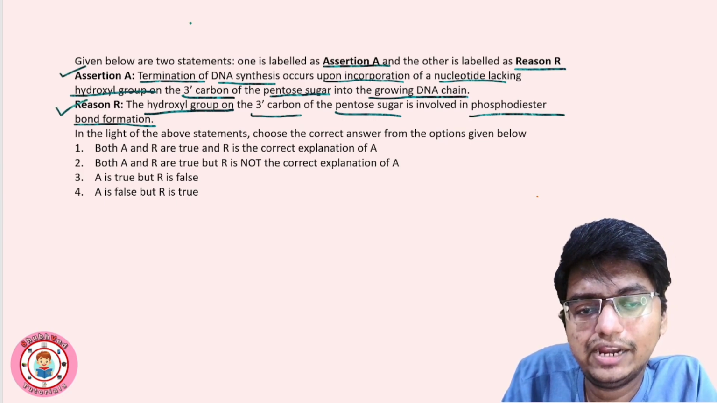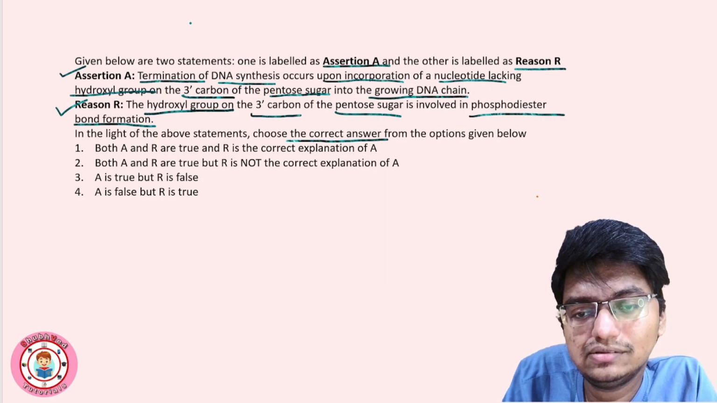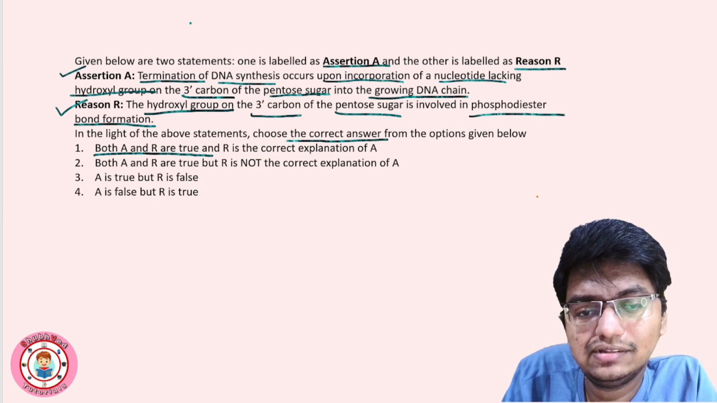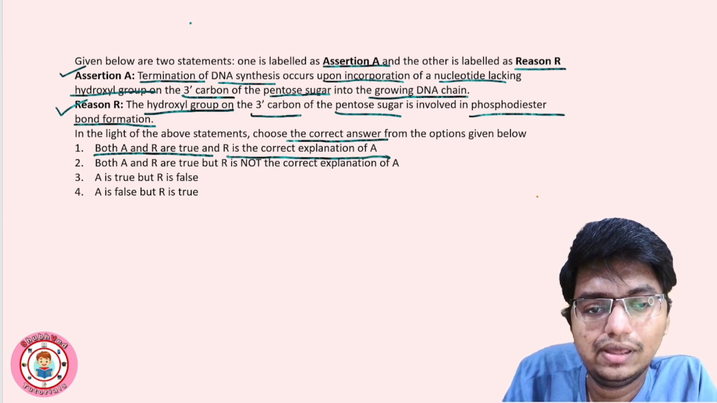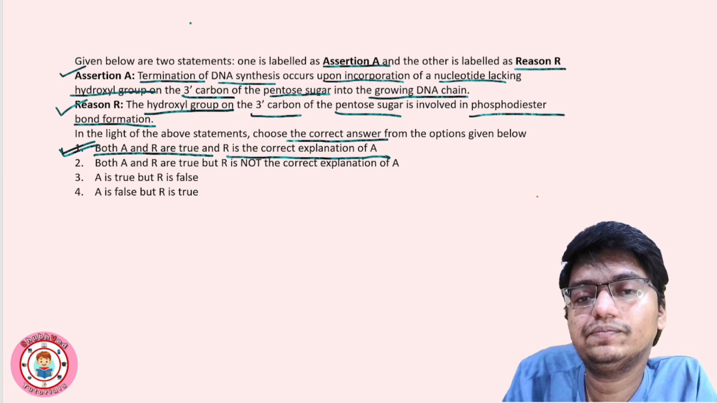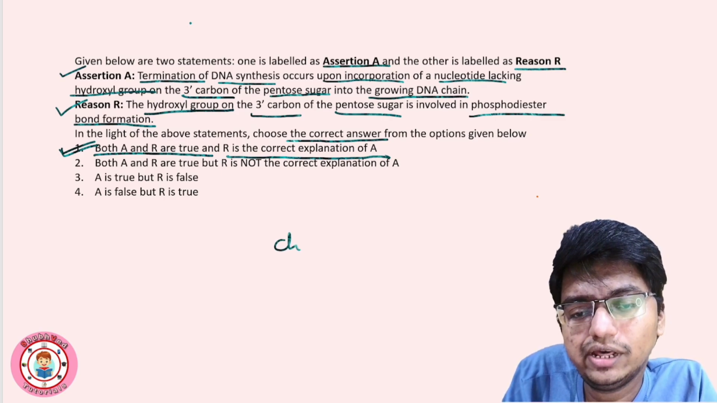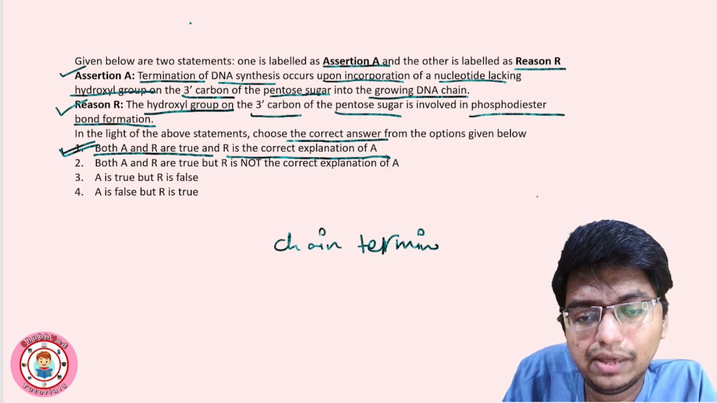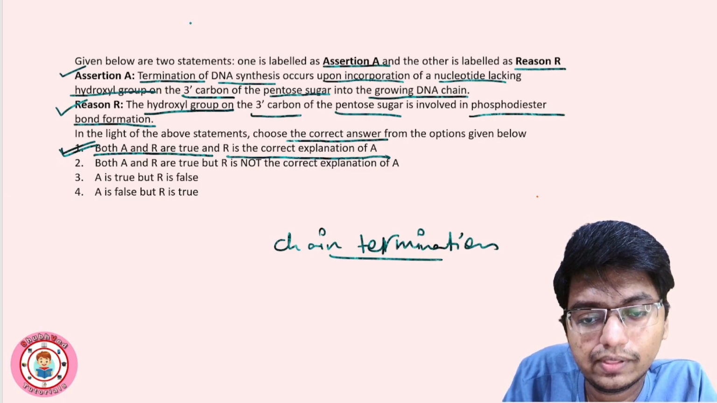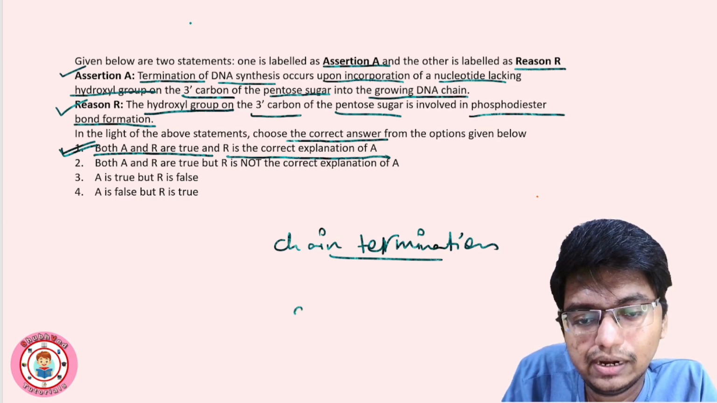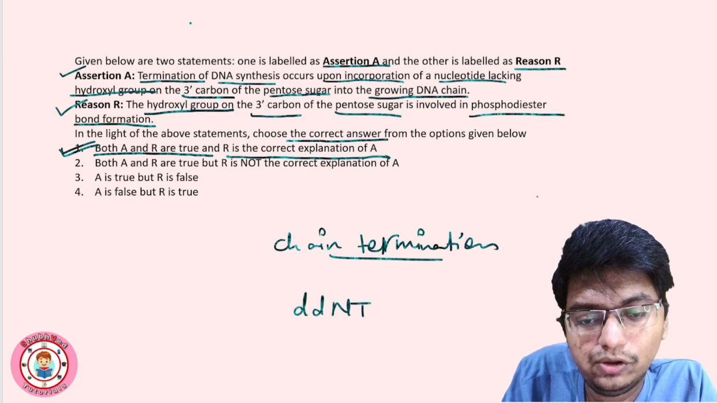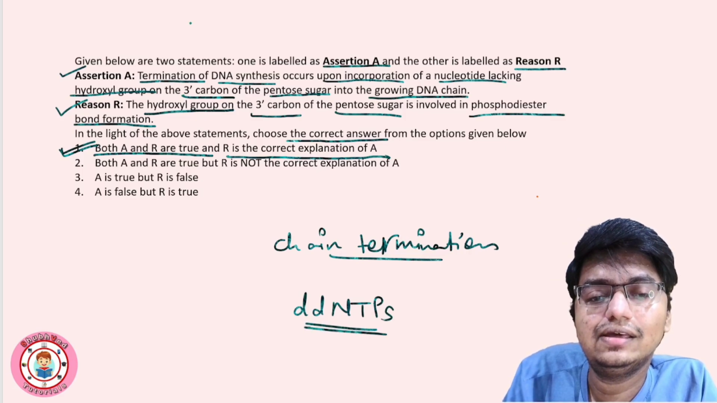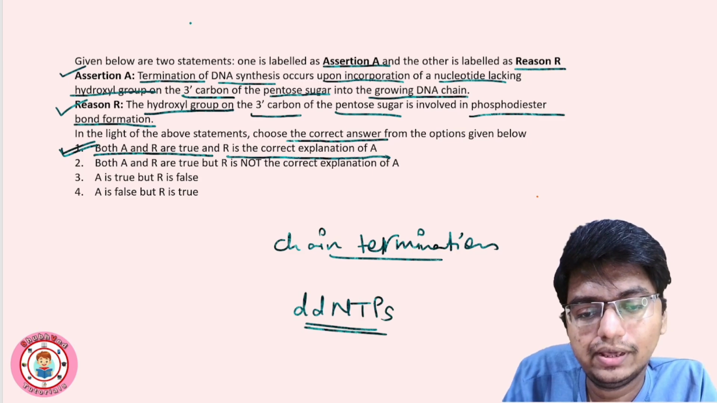In the light of above statements, choose the correct answer from the option given below. Both A and R are true, and R is the correct explanation of A. So option 1 is correct. Right? We know chain termination, we use it in sequencing. Dideoxynucleotide triphosphate we use to terminate. Basically there is no 3' OH in it, right? No 3' OH.